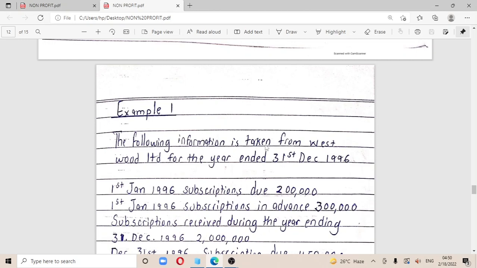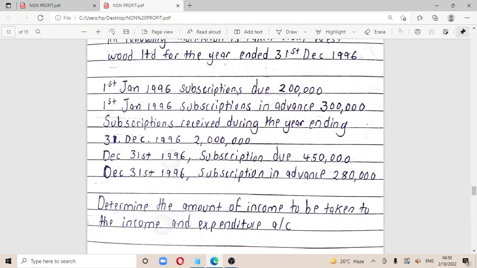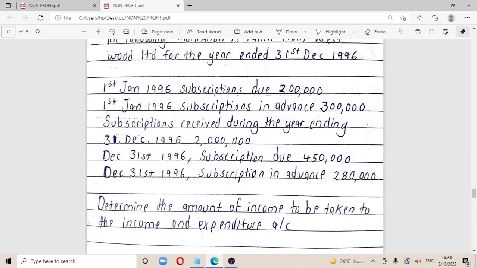So we can have an example here. The following information is taken from Westwood Limited for the year ended 31st December. On 1st January 1996, subscriptions due were 200,000, and subscriptions in advance were 300,000. Subscriptions received during the year ending 31st December 1996 were 2 million. On 31st December 1996, subscriptions due were 450,000, and subscriptions in advance were 280,000. They are telling you to determine the amount to be taken to the income and expenditure account.